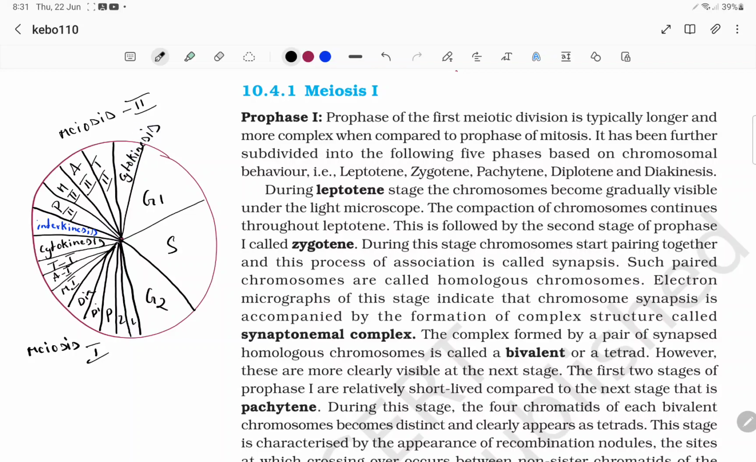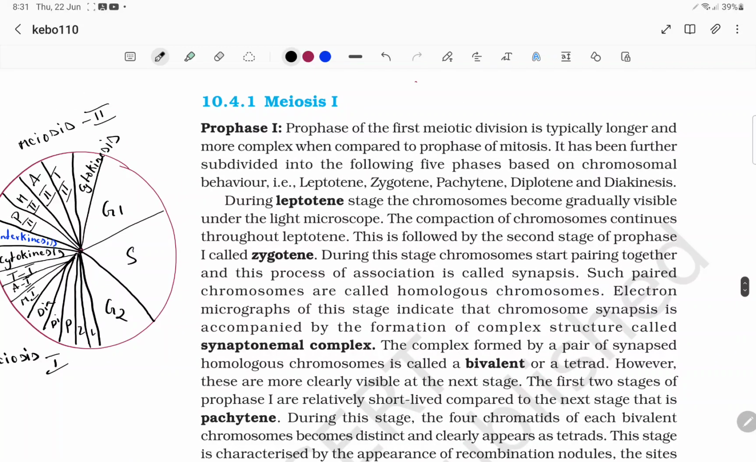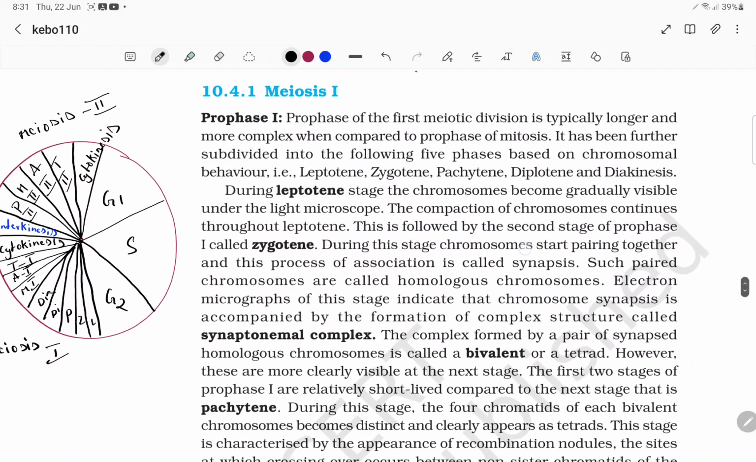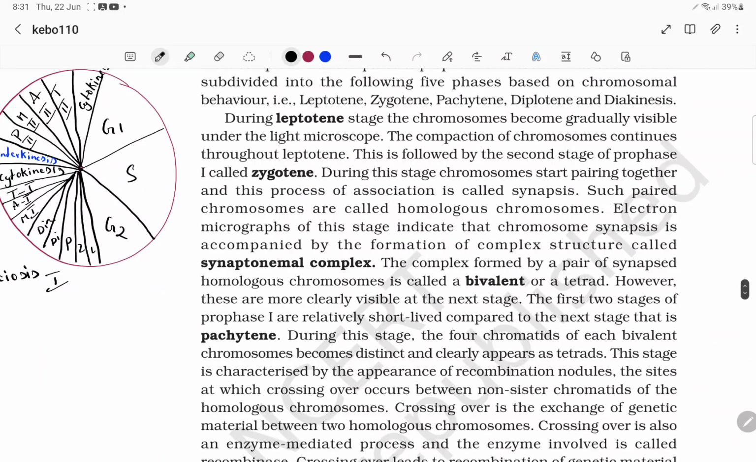So let's see about meiosis 1. In meiosis 1, the prophase is the first meiotic phase. It is typically longer and more complex when compared to the prophase of mitosis. So it has been further subdivided into the following 5 phases: leptotene, meaning thin threads; zygotene, paired threads; pachytene, thick threads; diplotene, 2 threads; and diakinesis, terminalization.